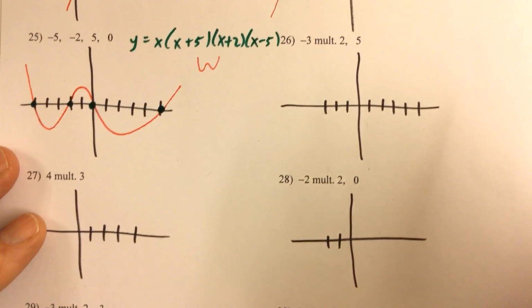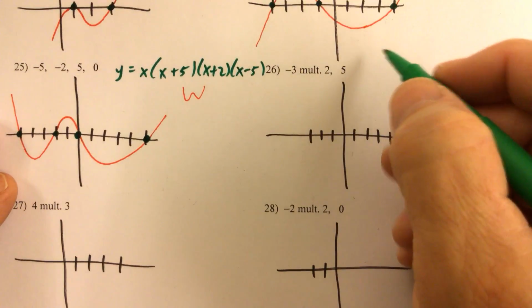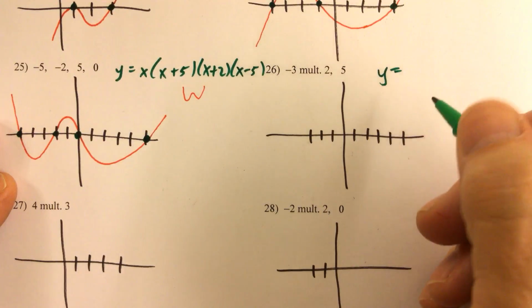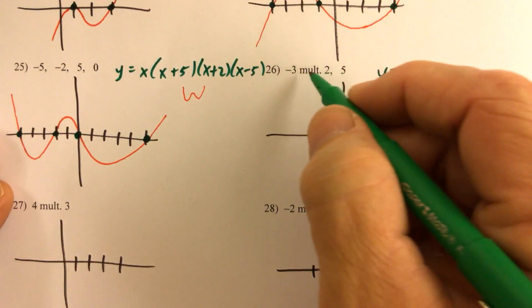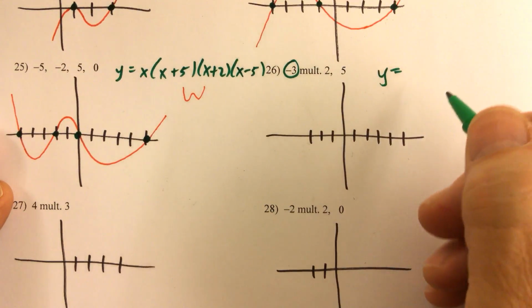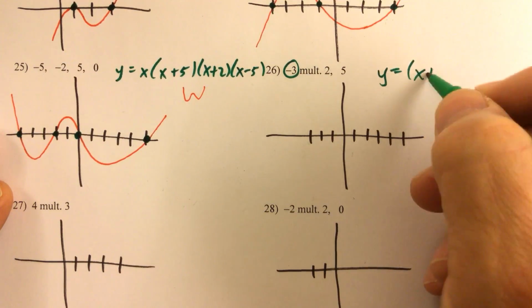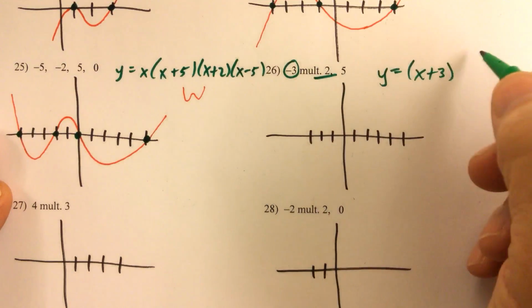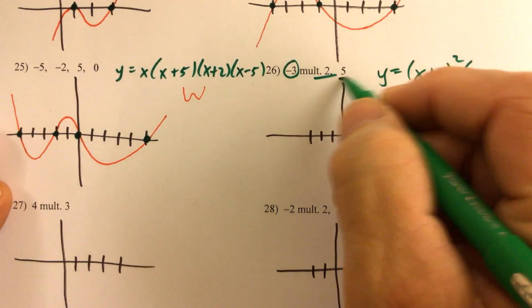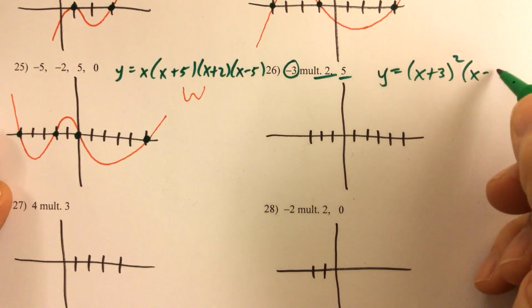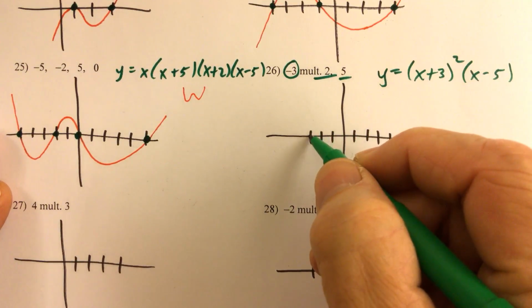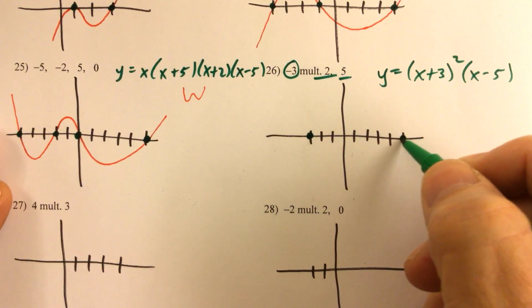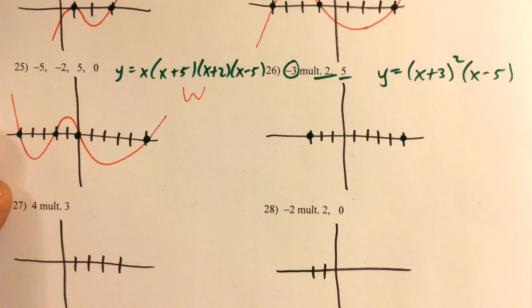So for number 26, if you didn't watch the other video, go ahead and watch that. But we want to create our function first. Negative 3 is a 0, so that means that x minus negative 3, or x plus 3, is a factor of multiplicity 2. And then if 5 is a 0, that means that x minus 5 is a factor. So negative 3 is a 0, 5 is a 0, so those equate to the x-intercepts.